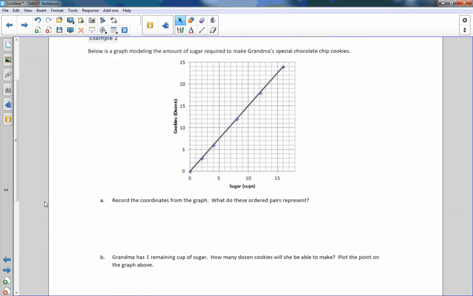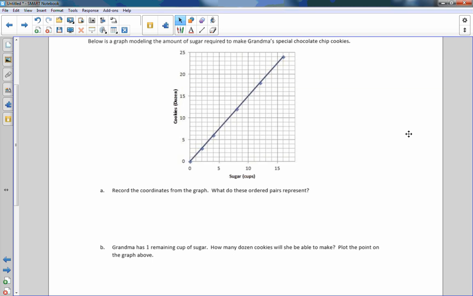Okay, example 2. Below is a graph modeling the amount of sugar required to make Grandma's special chocolate chip cookies. Record the coordinates from the graph. What do these ordered pairs represent?